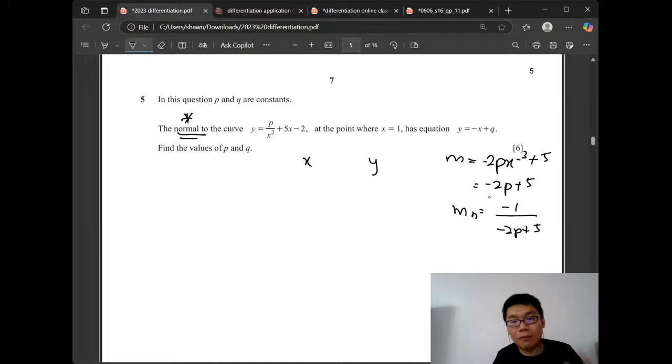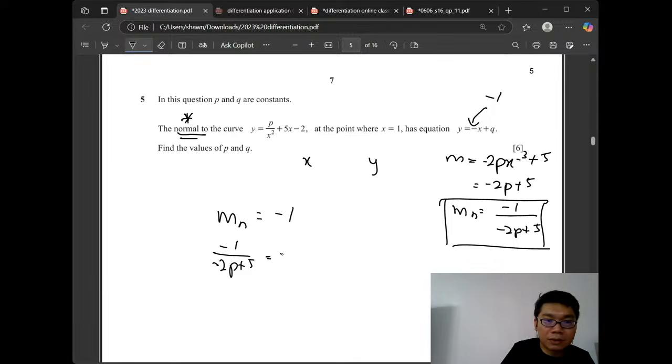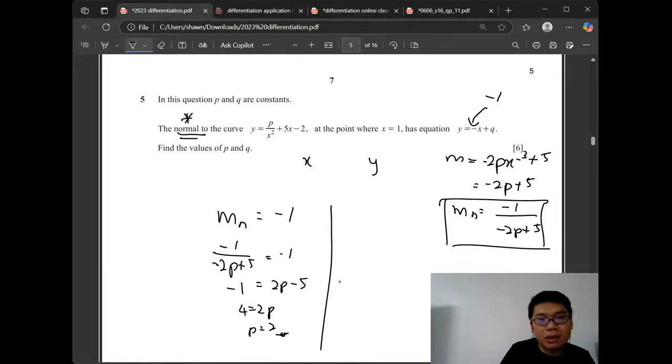Because we apply the formula m1 m2 equals minus 1 for the gradient of the normal. From the equation of the normal, we already know the gradient of the normal that they give us is minus 1. Then we can confirm our gradient of the normal is minus 1 according to the info they give. Then we just solve this. We get p is 2. And then we can get the value of Q.